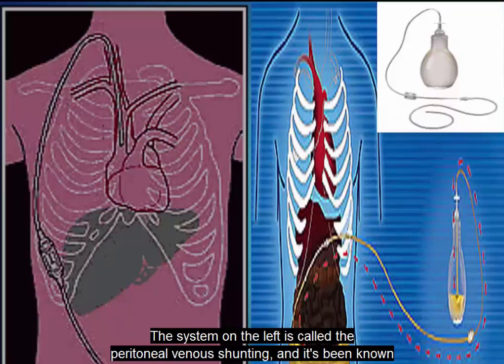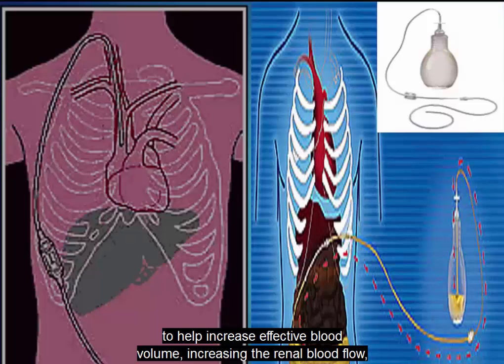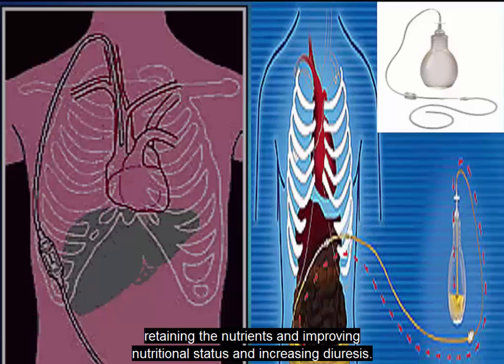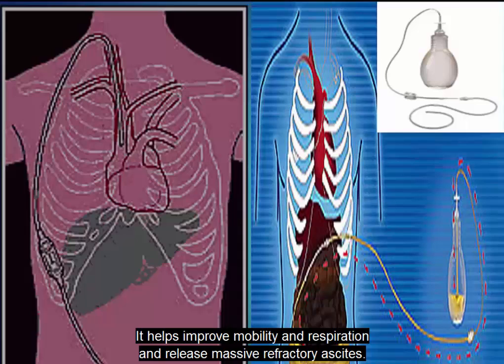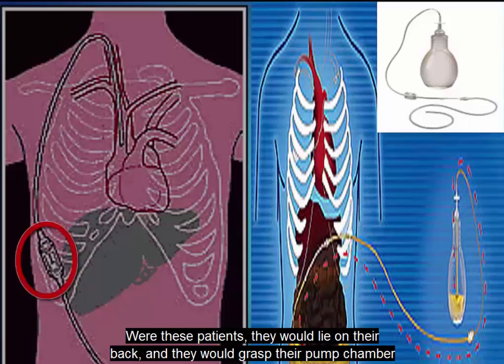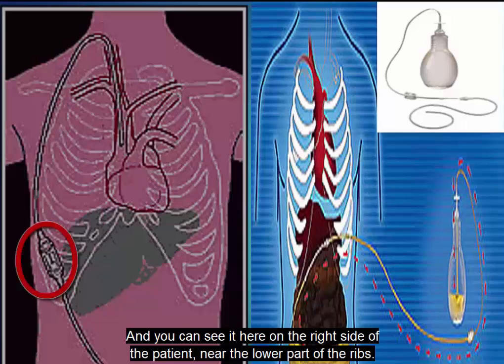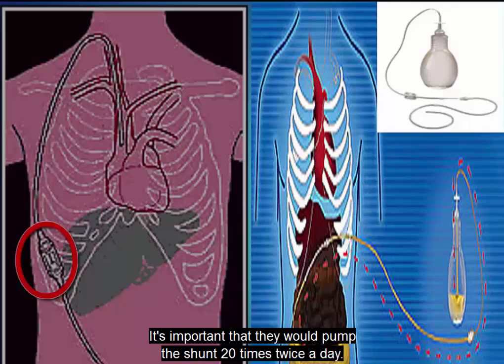The system on the left is called a peritoneovenous shunt and has been known to help increase effective blood volume, increasing the renal blood flow, retaining the nutrients and improving nutritional status, and increasing diuresis. It helps improve mobility and respiration and relieves massive refractory ascites. For these patients, they would lie on their back and grasp the pump chamber between their thumb and forefinger. You can see it here on the right side of the patient near the lower part of the ribs. It's important that they pump the shunt 20 times twice a day, once at bedtime and again when they get up in the morning.